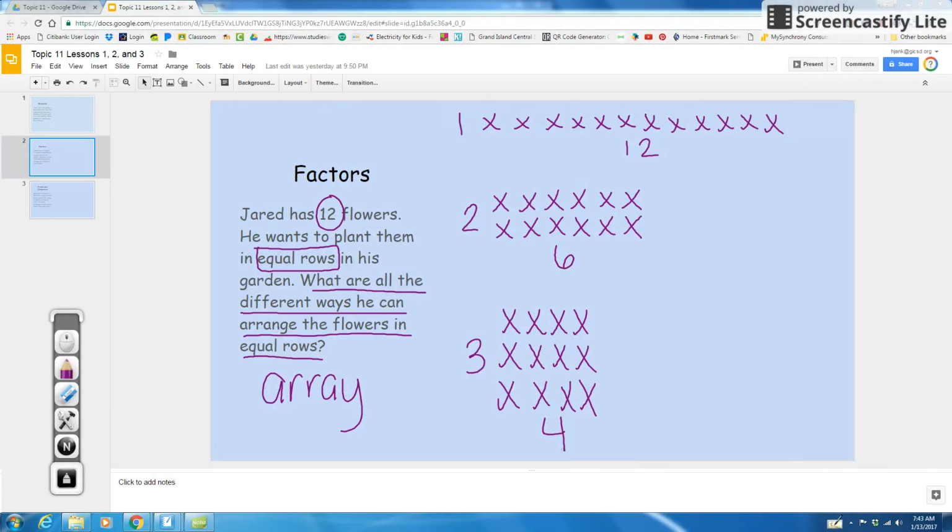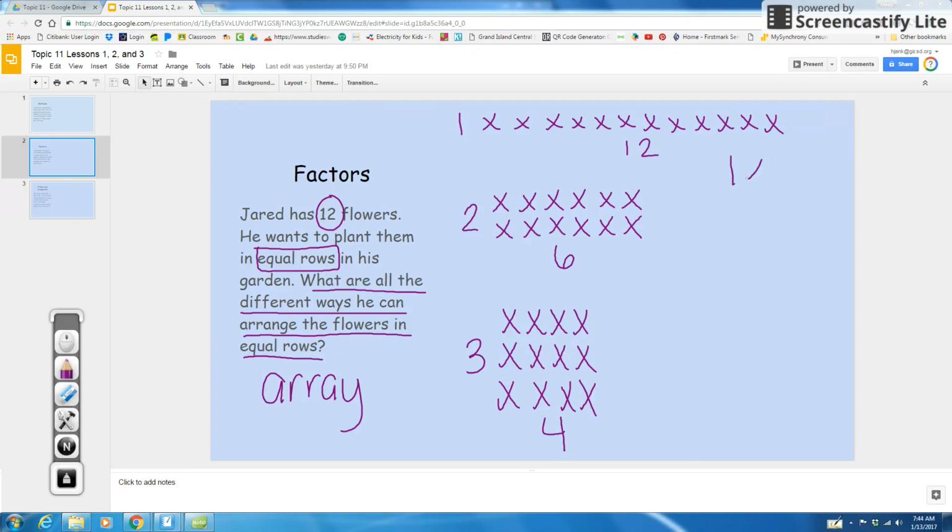Okay. Now I could switch this around and I could do 4 rows of 3 and I could do 6 rows of 2, and I really can't change the top one of the one row by 12. Or I could do 12 rows of 1. Really, I could just turn all of these arrays to change them around, but they still are all going to equal 12, okay? But what I've done here is I've created some factors of 12.